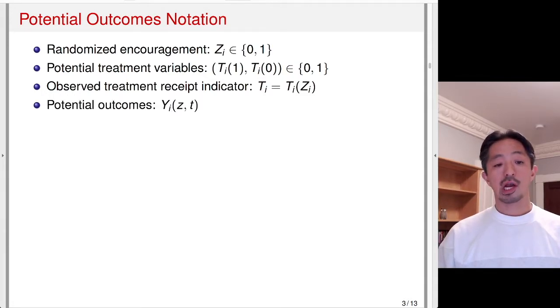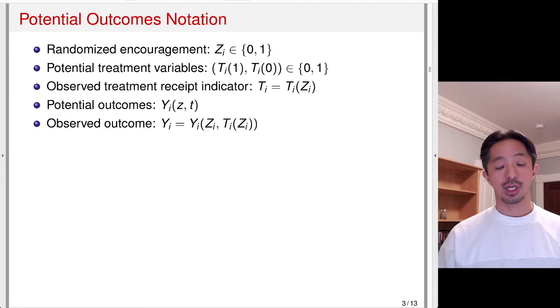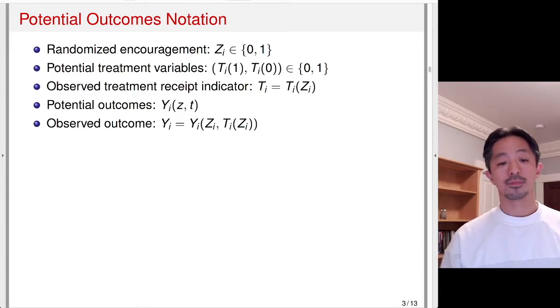Now, the potential outcome is a function of two things, encouragement and treatment status, so Z and T. So there are four possible potential outcomes, since Z and T are binary. Now, the observed outcome is represented by Y_i. This is equal to the potential outcome under whatever encouragement status is realized, that's Z_i, and whatever the treatment status under that realized encouragement, T_i(Z_i).